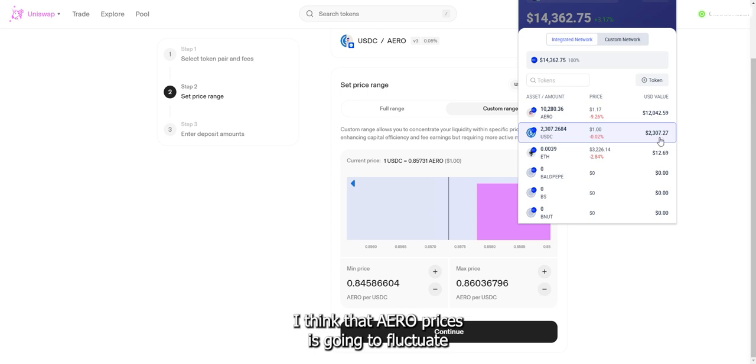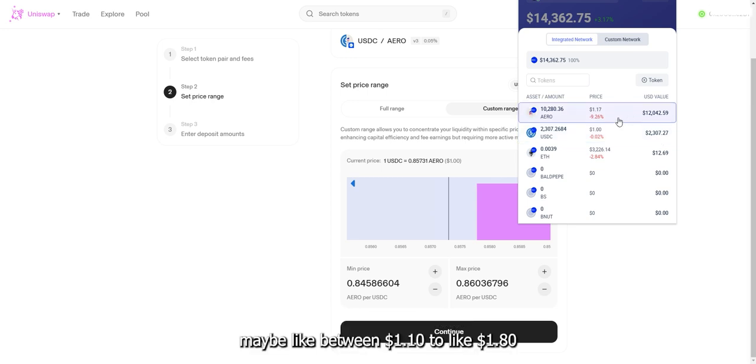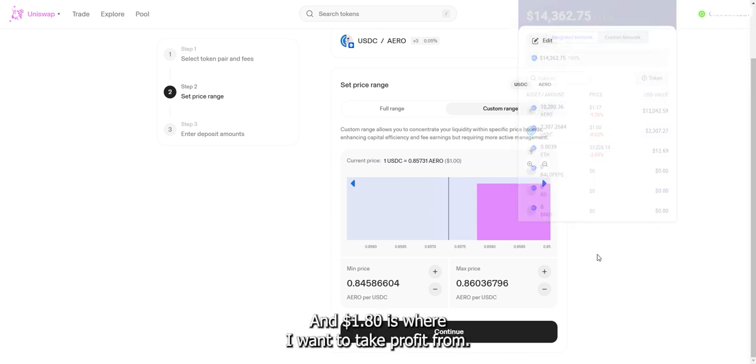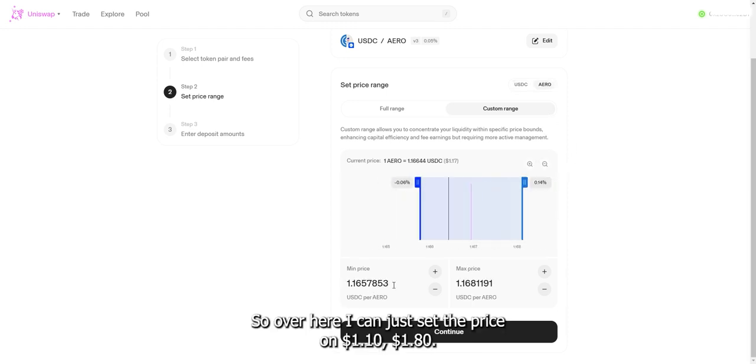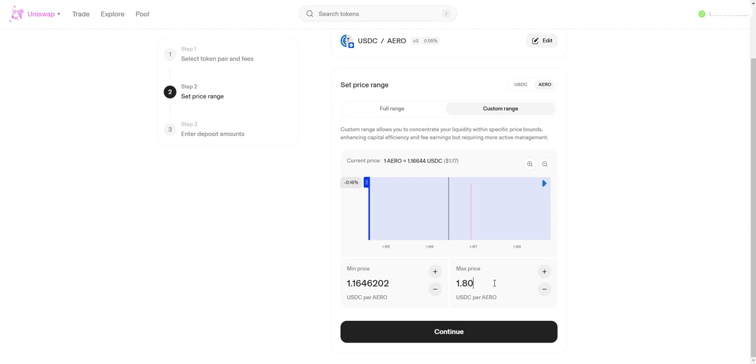I think that AERO price is going to fluctuate maybe between $1.10 to like $1.80, and $1.80 is where I want to take profit. So over here, I can just set the price, $1.10, $1.80. And then after that, you just review this further.